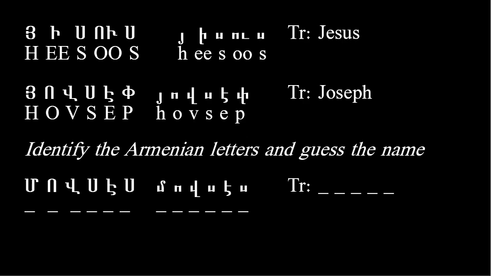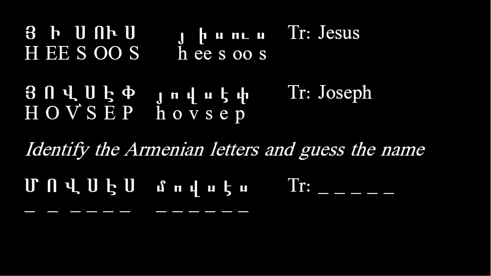Continuing with names, we have the most important name of all, Jesus. And then here we have the name of his adoptive father, Hofsep, which is Joseph. With these and the letters we've learned before, let us identify the Armenian letters and guess this following name. One hint for guessing the name is noticing how in the name Joseph, in Armenian it's Hofsep.